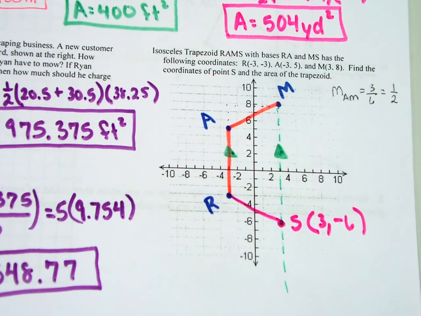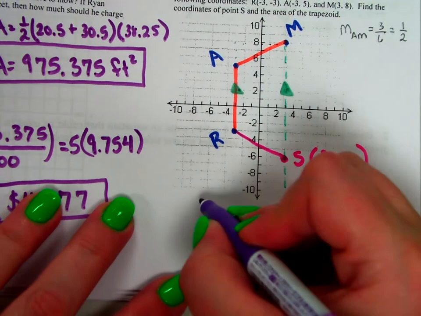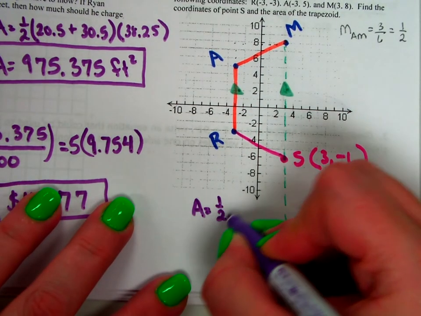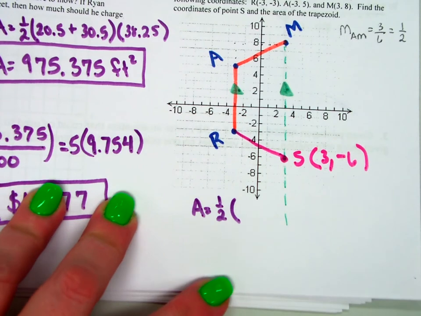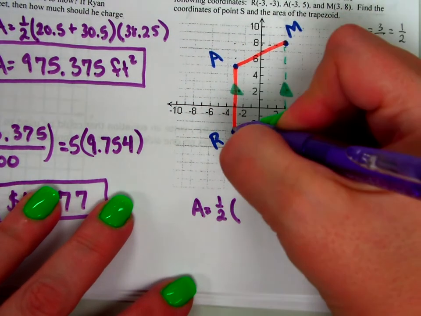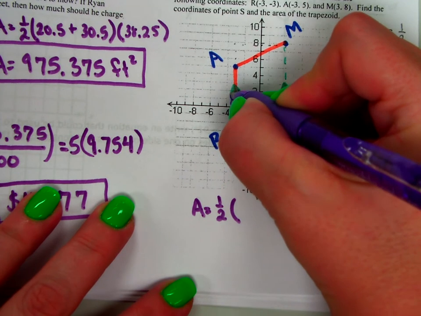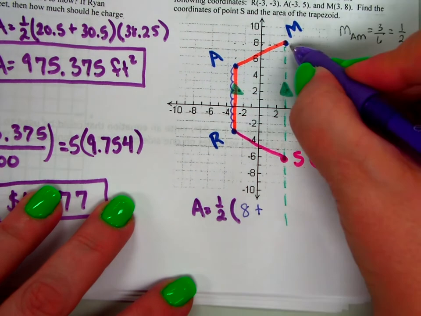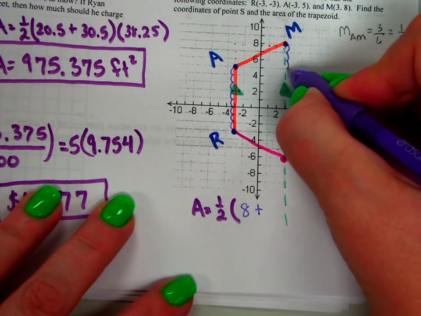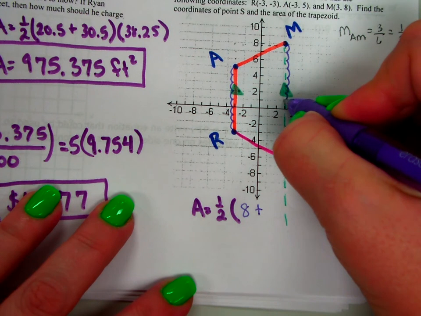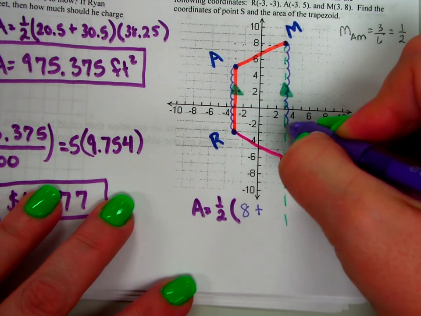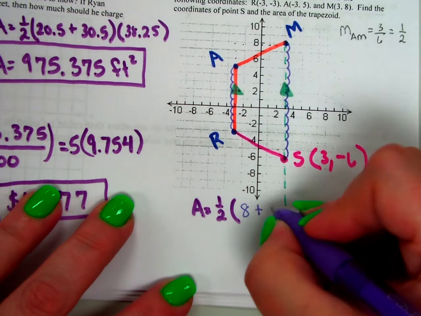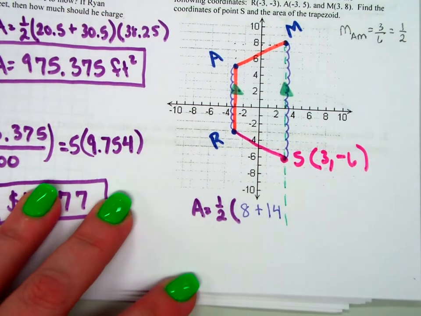I'm not done though, because what else does it tell me I need to do? Find the area. So to find the area, we do 1/2 base 1 plus base 2 times the height. So my area is going to be 1/2. How far is it from R to A? 8 plus, how far is it from M to S? 14.